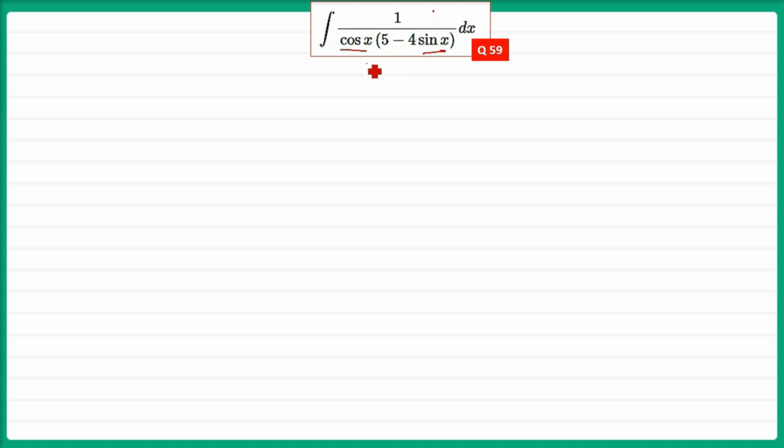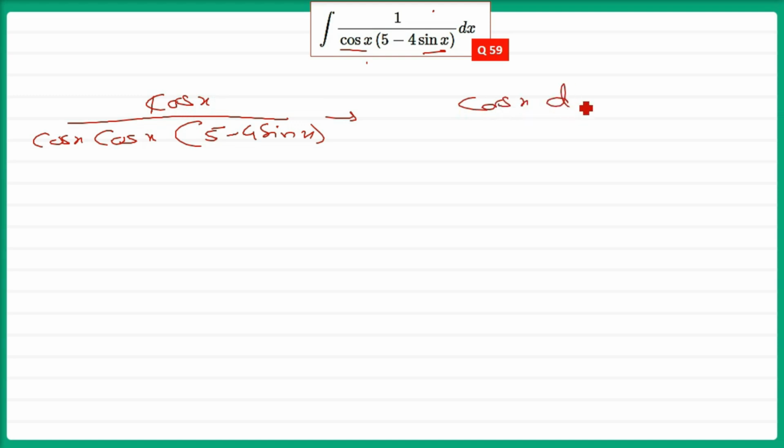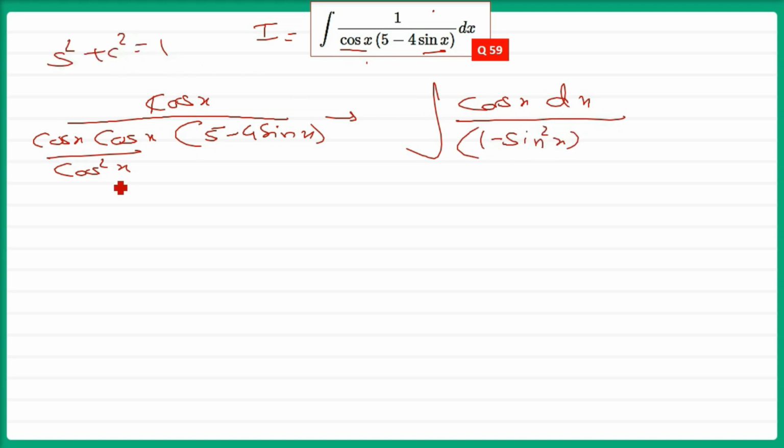But here cos x and sin x are different values. You find them in the denominator. So in order to solve this, there is a different approach we are going to take. We know that sin square plus cos square equals 1. So this is 1 divided by cos x, and this is 5 minus 4 sin x. Now multiply numerator and denominator by cos x. So this is cos x dx, and in the denominator you have cos x into cos x, that becomes cos square x, and cos square x is simply 1 minus sin square x. You already know that, because sin square x plus cos square x equals 1. And then we have 5 minus 4 sin x.